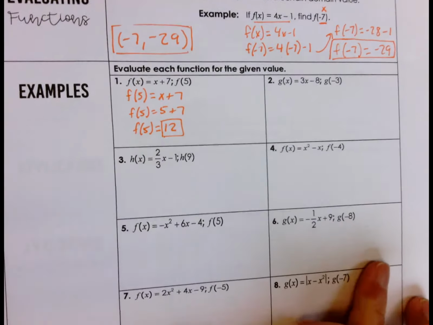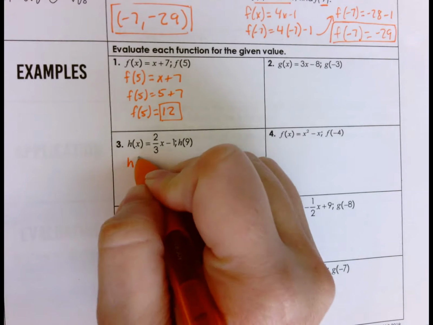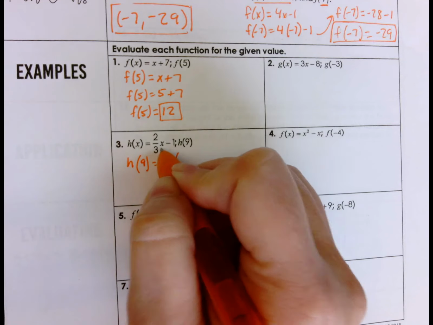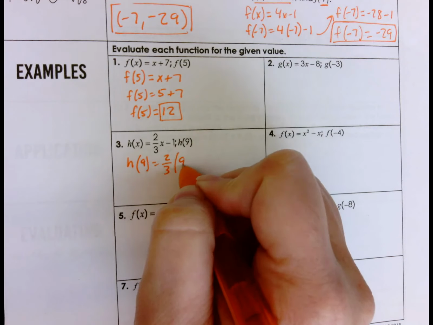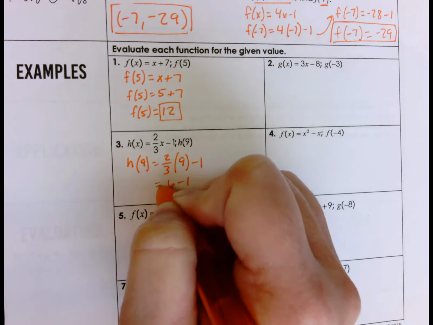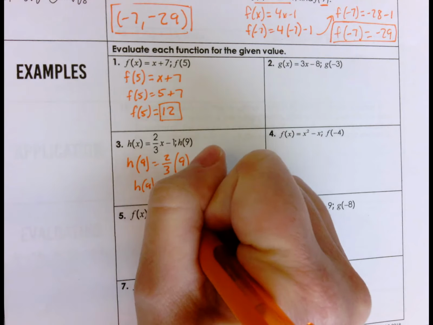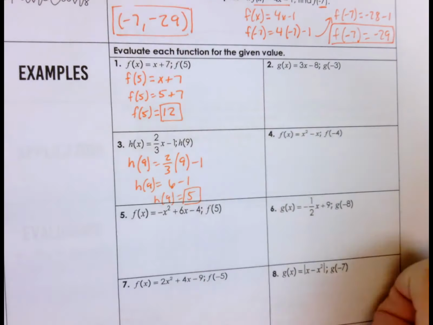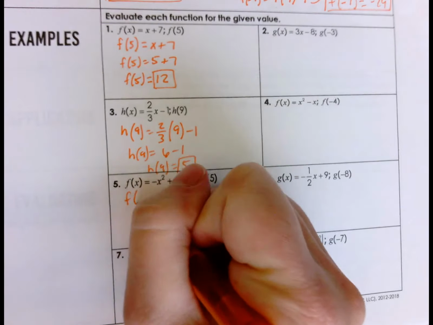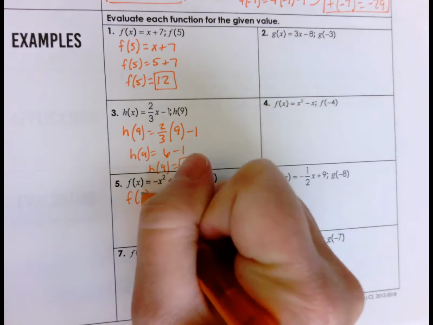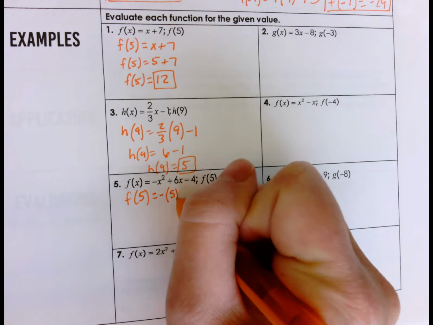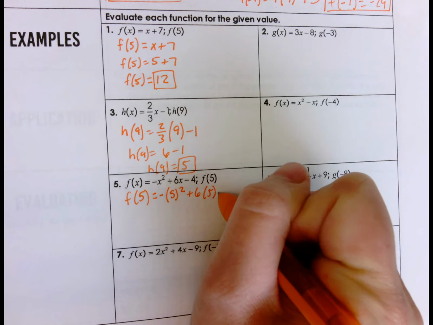All right, so the third problem here, we have h of 9 this time. And instead of the variable x, we're going to plug in the value of 9. And when we multiply this, we're going to get 6 minus 1. So h of 9 is equal to 5. And then we keep working. So here we have f of, and instead of x, we have a 5. So we're going to plug in a 5 here. Plug in a 5 here.